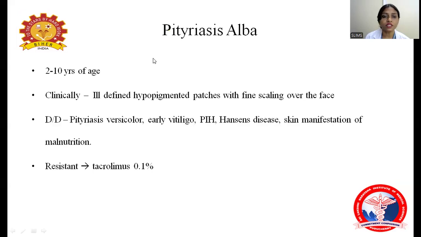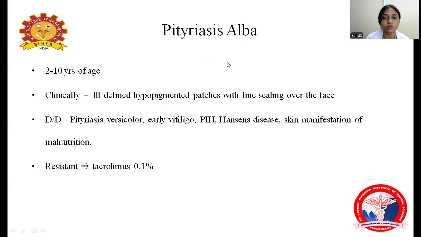Pityriasis alba. It is an endogenous eczema. It occurs in children between 5 and 15 years of age, and it is characterized by ill-defined hypopigmented dry patches with fine scaling present over the face. There are two types of pityriasis alba, facial pityriasis alba and extrafacial pityriasis alba.